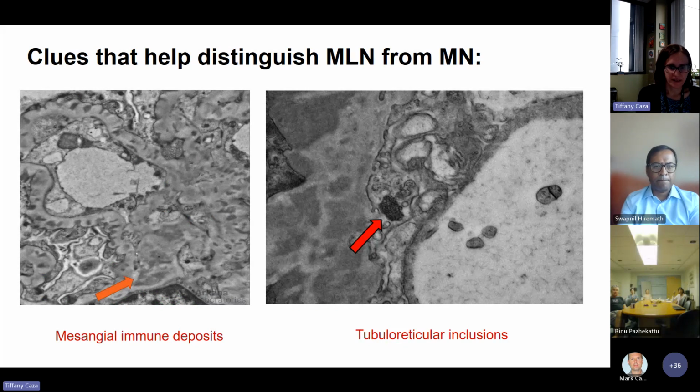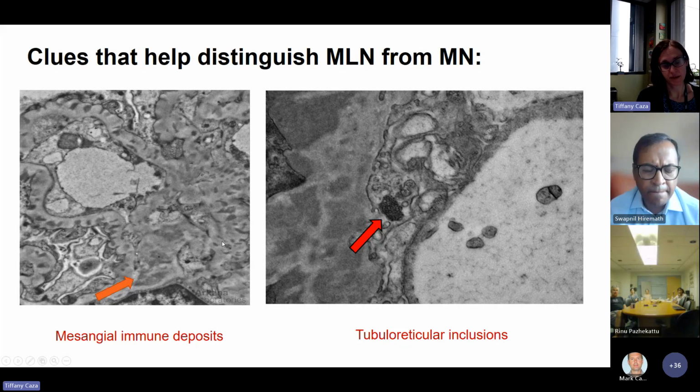Another clue is having mesangial deposits. That's nearly ubiquitous in membranous lupus nephritis. The majority will have mesangial deposits, although other types of so-called primary membranous also have mesangial deposits. Tubular reticular inclusions around the subendothelial surface of the glomerular basement membrane are seen with interferon exposure.